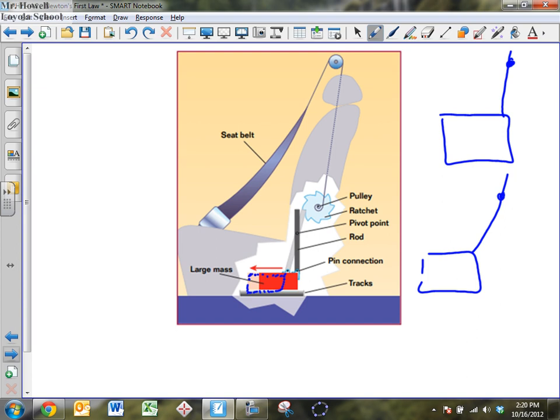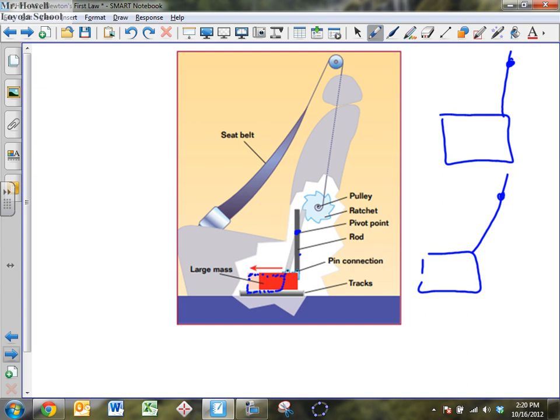And that's this, you see this faint rod behind it at an angle? The rod now pivots about this pivot point. That's the pivot point right there. Again, the mass is connected to the rod with a pin connection here. When the mass slides forward, it pulls the rod, which causes the rod to turn like that.